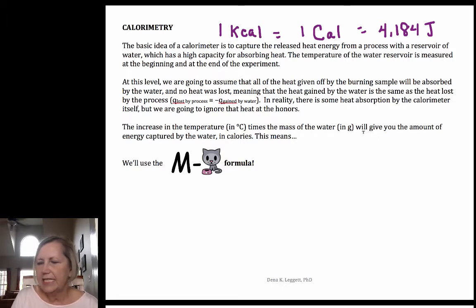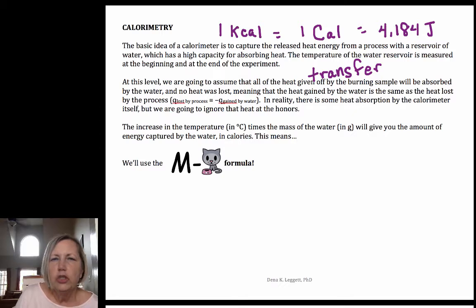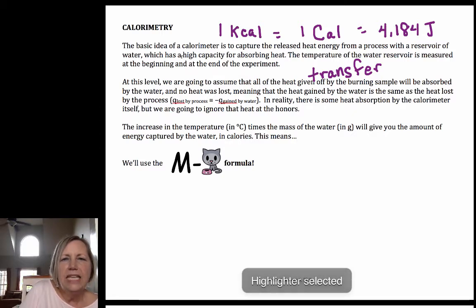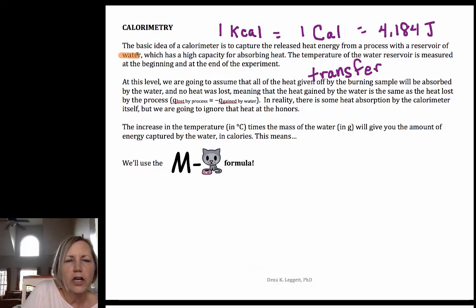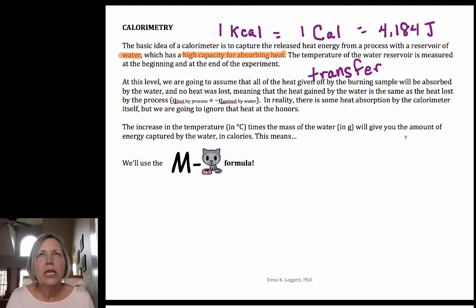And in this case, what we're typically looking at is heat transfer. And it's common to transfer that heat into a reservoir of water. And the reason is water actually has a fairly high heat capacity. That means you can add a lot of heat to water and not change its temperature very much. Remember, the bigger the heat capacity, the smaller the temperature change.